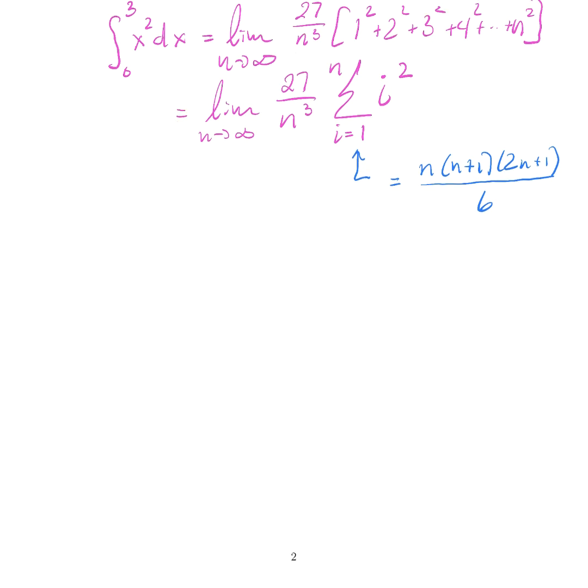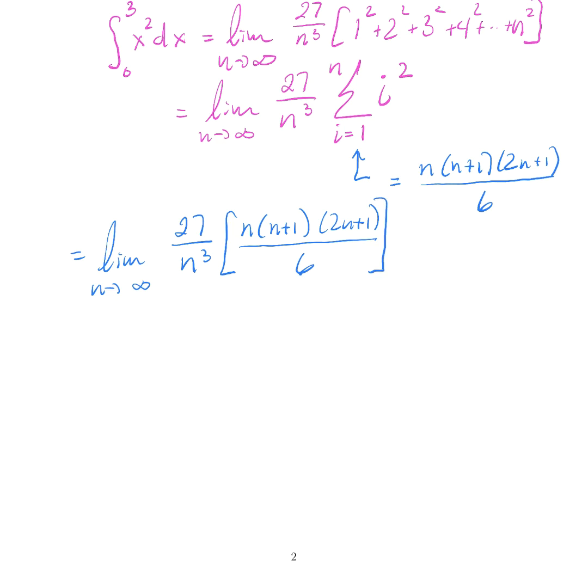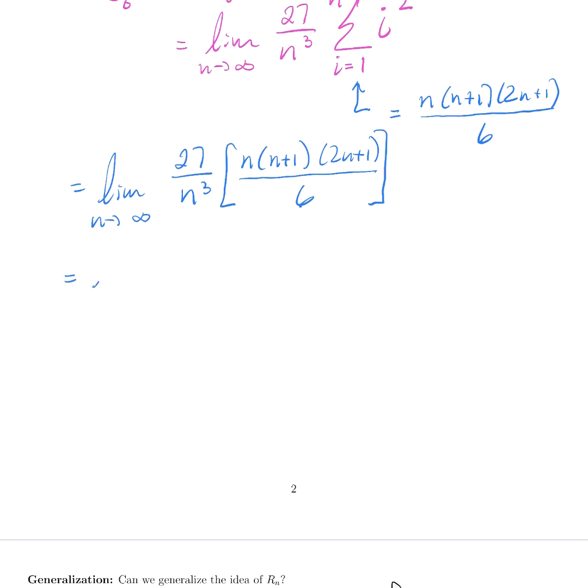And you may say, how does that help? Well, it allows us to rewrite this limit without the Riemann sum, without the summation notation, and all in terms of n. So this looks like 27 over n cubed times n plus 1 times 2n plus 1, all over 6. That looks messy, but it's actually not so bad. This is something that we can handle. Clearly, we know what the denominator is. It's just 6n cubed.